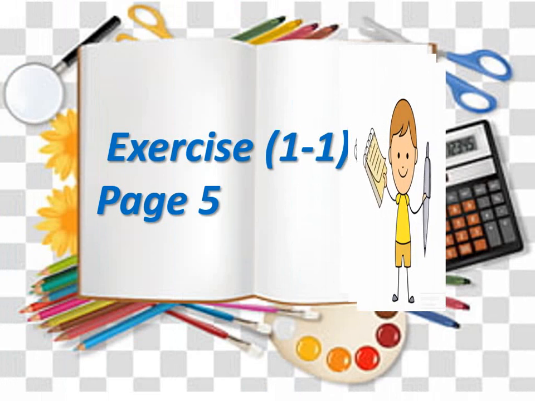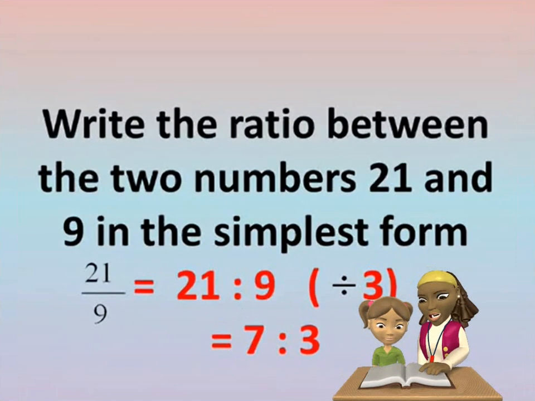Exercises, Unit 1, Lesson 1, page 5 in the school book. Number 1, write the ratio between the two numbers 21 and 9 in the simplest form. Observe that the two numbers 21 and 9 are the two terms of the ratio. 21 is the first number, so I write it as the first term, 21 over 9, or 21 to 9. Both of the two methods are correct.